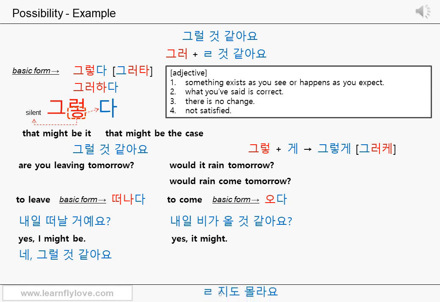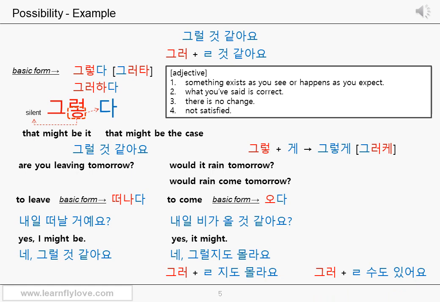Yes, it might. 네. Let's use 을지도 몰라요, which means it might, but I don't know for sure. The stem 그러 plus the final ㄹ consonant and 지도 몰라요. 그럴지도 몰라요. 네, 그럴지도 몰라요. Yes, it might. 그럴지도 몰라요 sounds less confident than 그럴 것 같아요. You know that. Then you might already know that you can use 을 수도 있어요 instead of 을지도 몰라요, right?